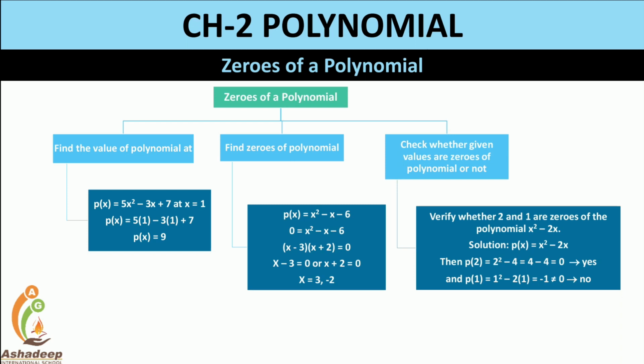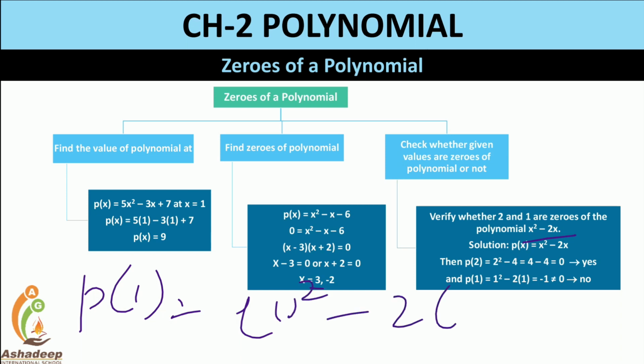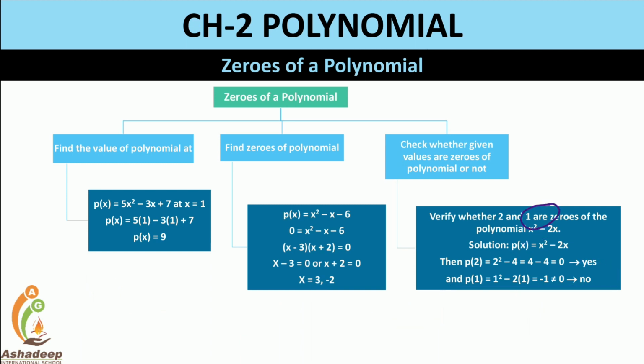Now, what we have to check? We have to check whether 1 is the 0 of this polynomial or not. So instead of x, I have to put 1. So x square minus 2x becomes 1 square minus 2 into 1, is equals to minus 1, which is not equals to 0. So 1 is not the 0 of the given polynomial.